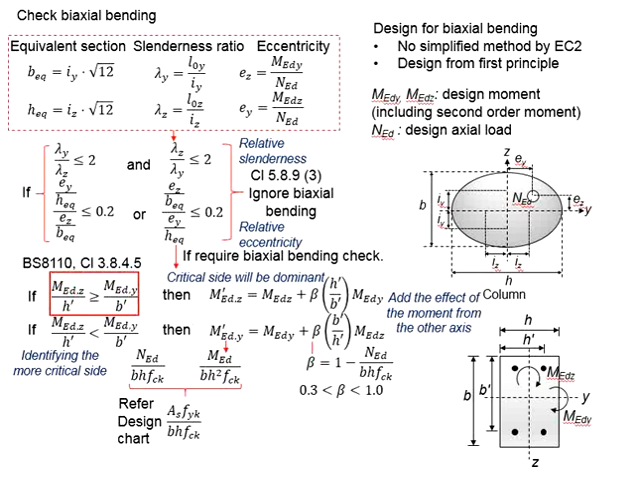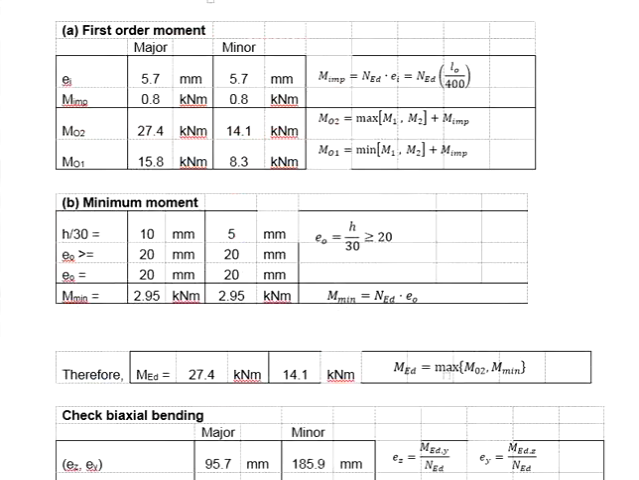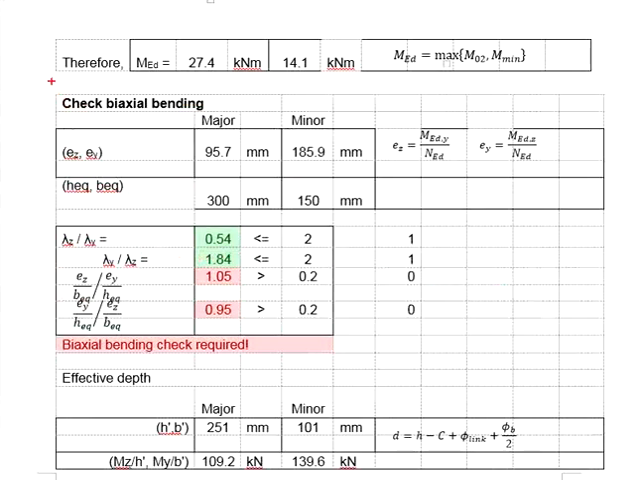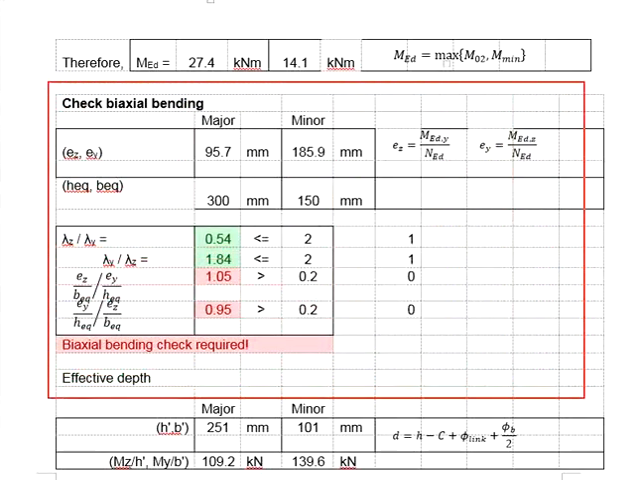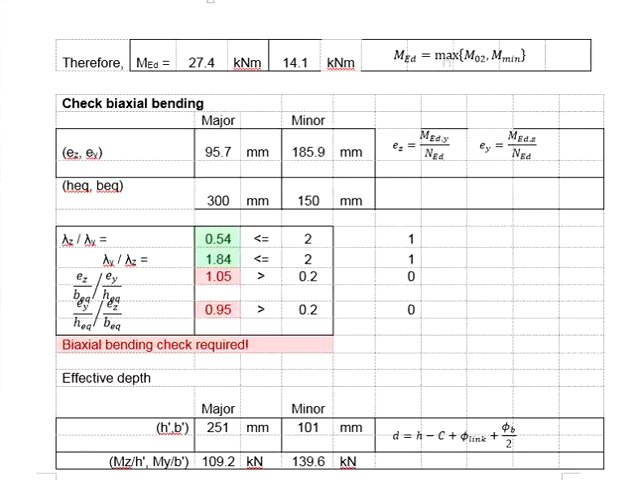If the major axis is more critical, we use these equations to generate a new MED. Now, if the minor axis is more critical, then the new MED should come from the minor axis. Only then the MED shall be used in the design chart for you to acquire the As. Having this understood, we will proceed with the design process to check for the biaxial bending.